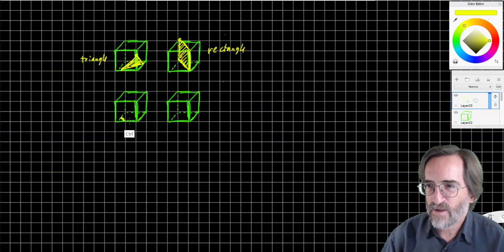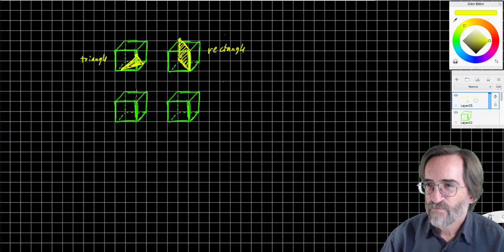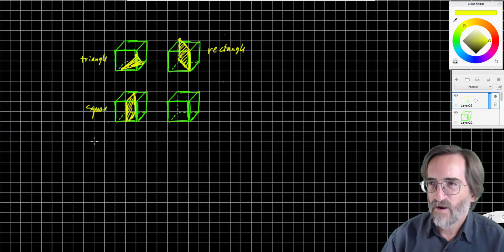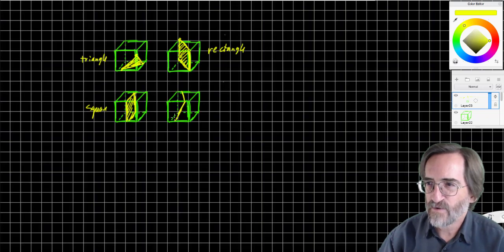If I slice it this way, well, let's see. What if I just slice it straight down the middle? What shape would be made? That would be a square. If I slice it at an angle, like so, it's hard to see, but there's 1, 2, 3, 4, 5 sides. Pentagon.